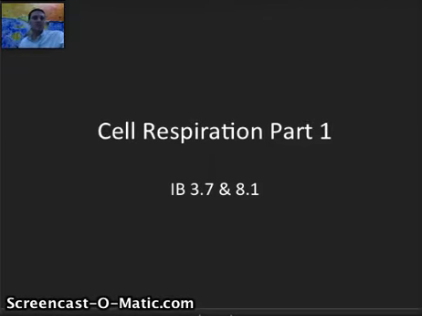Organisms need energy, and humans, for example, get that by eating different foods, plants and animals. Our bodies and other organisms take that energy and convert it into a form of energy that the cells can use called ATP. So in cellular respiration, we're looking at how this occurs, and in part one of the series here we're going to look at the first steps of this.